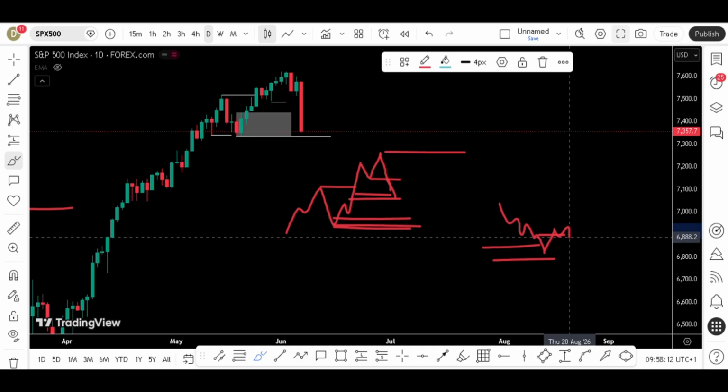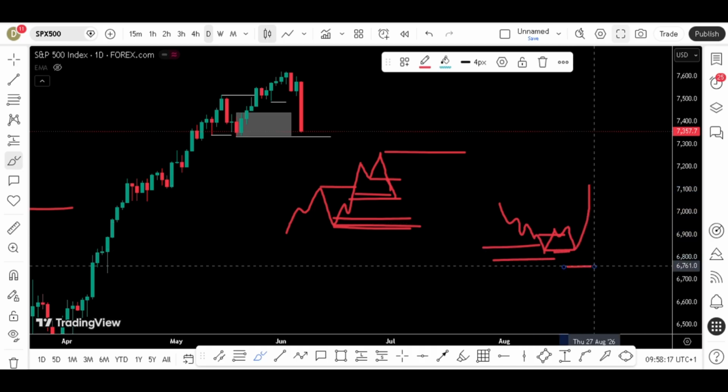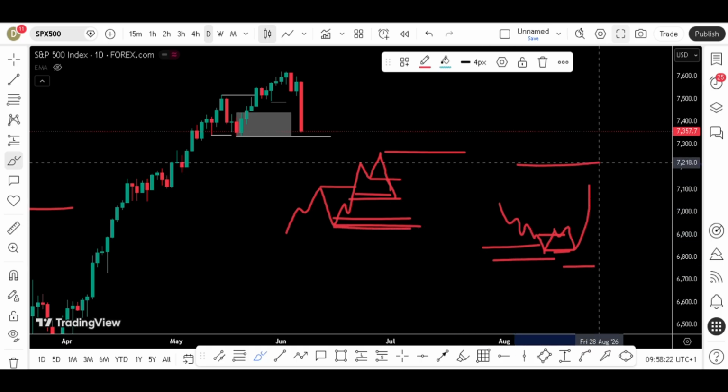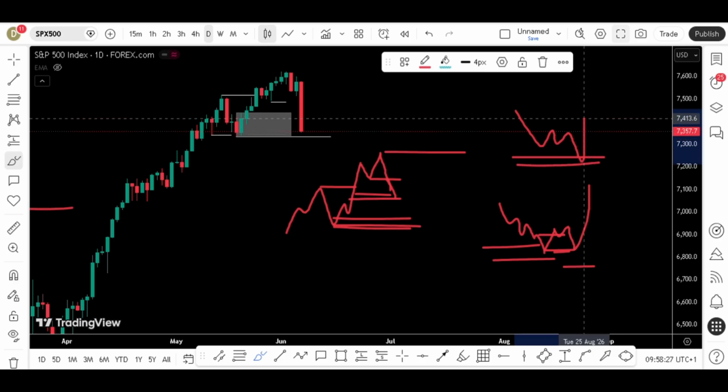Then wait for inducements. Allow the market to come here. Then buy to the upside. Put your stop loss below here. So it's very simple. And you can also use another way. You can do it like this. Allow the market to come here. Mitigate this level. Change its character.